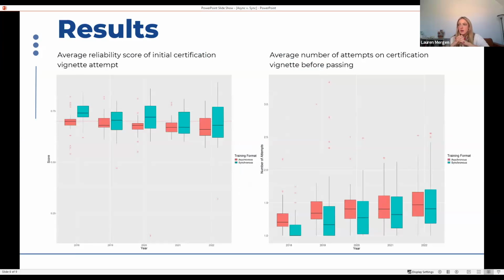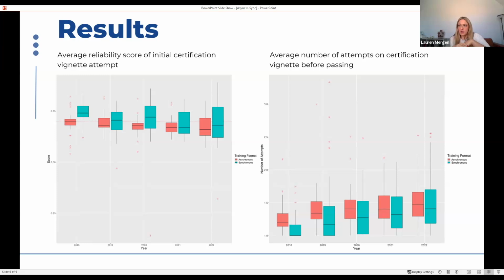We have two charts here, box and whisker charts. The one on the left is going to show you the average reliability score of the initial certification vignette attempt. And the one on the right is going to show you the average number of attempts on the certification vignette before passing. The reddish color is our asynchronous, so the online self-paced. And the bluish greenish color is the synchronous live format.